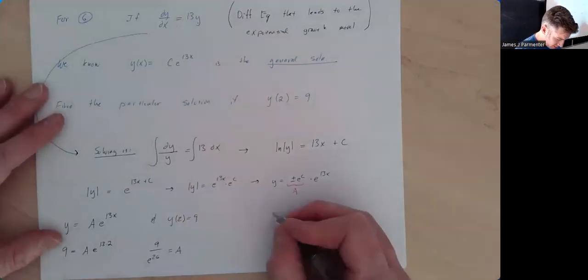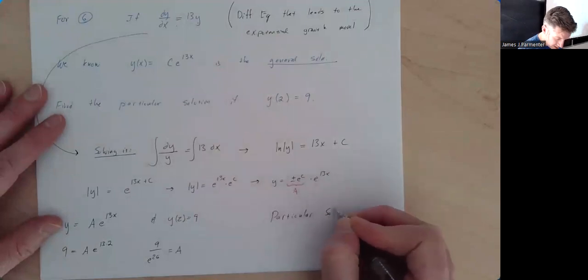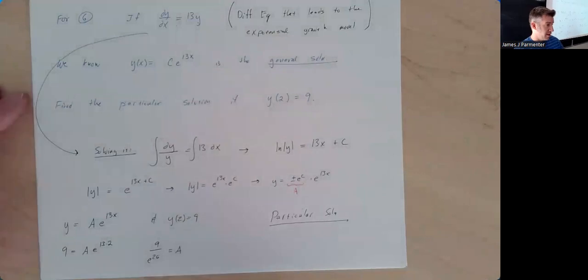So then we can write our particular solution. I do have to stress, and I know I've stressed it a few times already, but I'm going to stress it again. You can't stop when you find the constant. You have to go back and plug the constant into the general solution to write your particular solution.